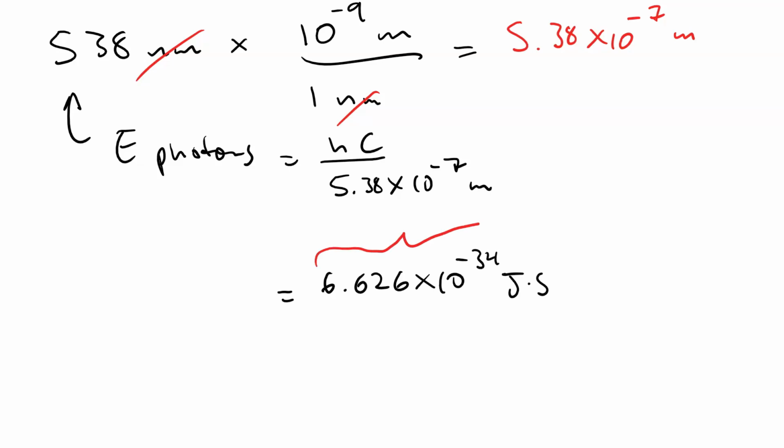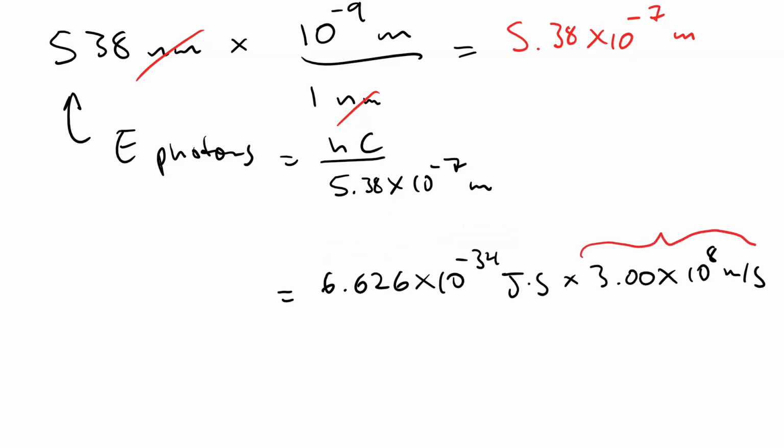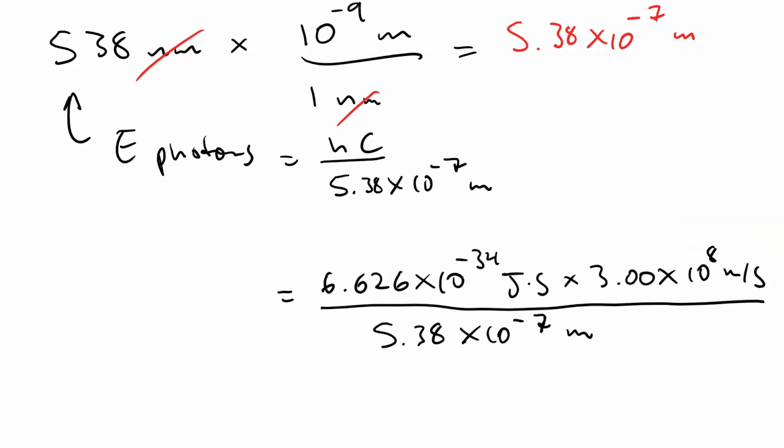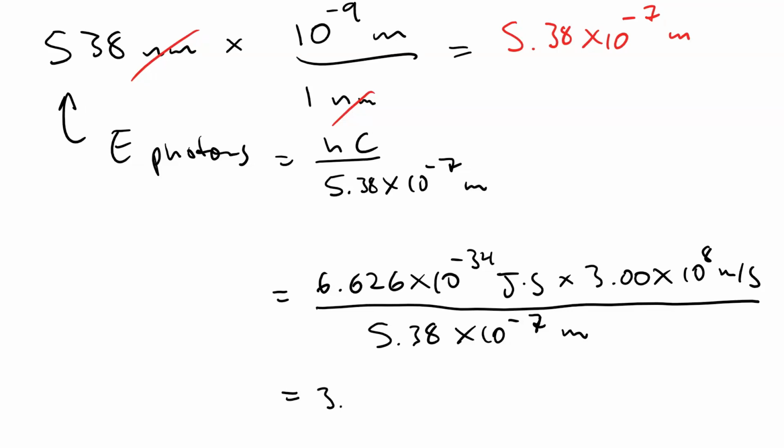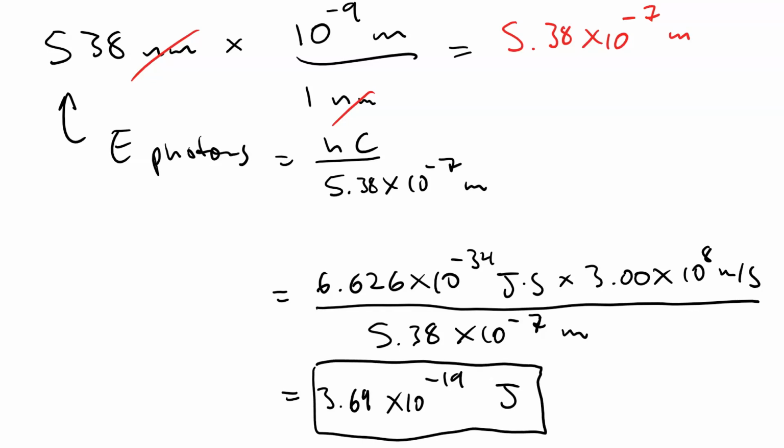Plugging in the numbers, here's h, 6.626 times 10 to the negative 34 joules times second. Here's c, 3 times 10 to the 8th meters per second. That's the speed of light. It goes 300 million meters per second. Holy cow, that's fast. And we divide all that by 5.38 times 10 to the negative 7th meters. When you plug that into your calculator, pause the video while you do that, and then press play once you've done the calculation and see if you get the same thing I got. I get 3.69 times 10 to the negative 19th joules. All visible photons are going to be something times 10 to the negative 19th joules.